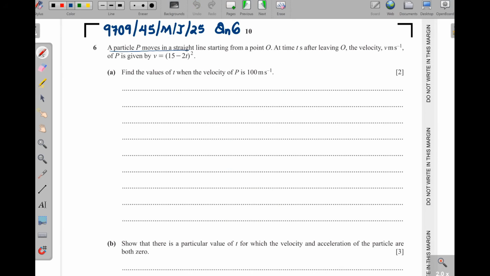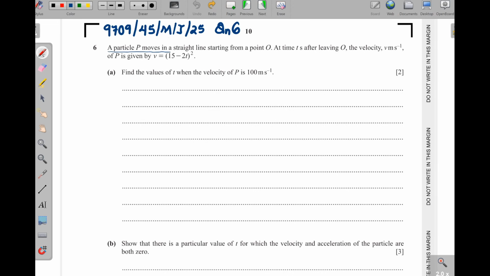A particle P moves in a straight line starting from a point O at. Question 6 is coming from kinematics, but here we are seeing variable acceleration because we are given an expression of V. So in this case, we don't use the other three equations of motion: V is equal to U plus AT, S is equal to UT plus a half AT squared, and V squared is equal to U squared plus 2AS. Okay, so here we are supposed to use differentiation and integration.